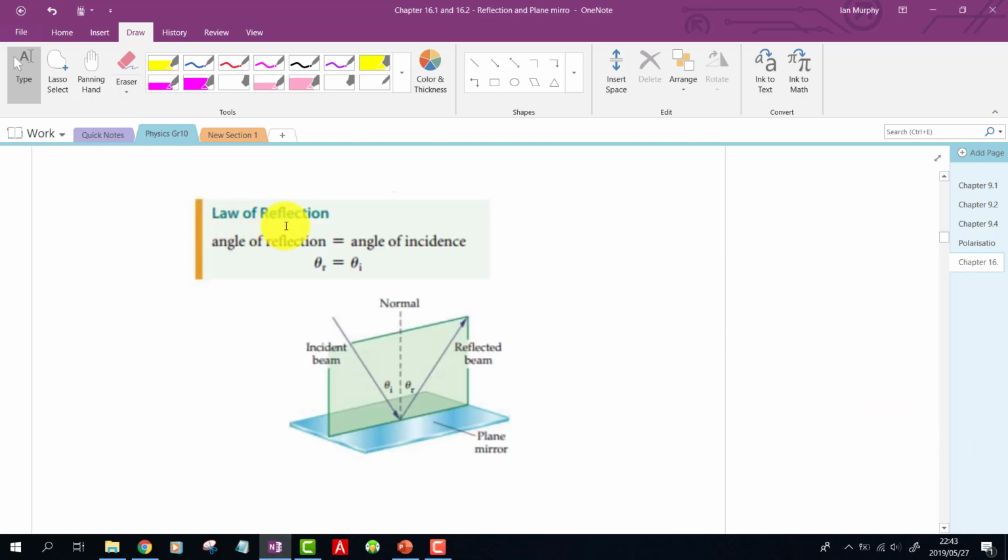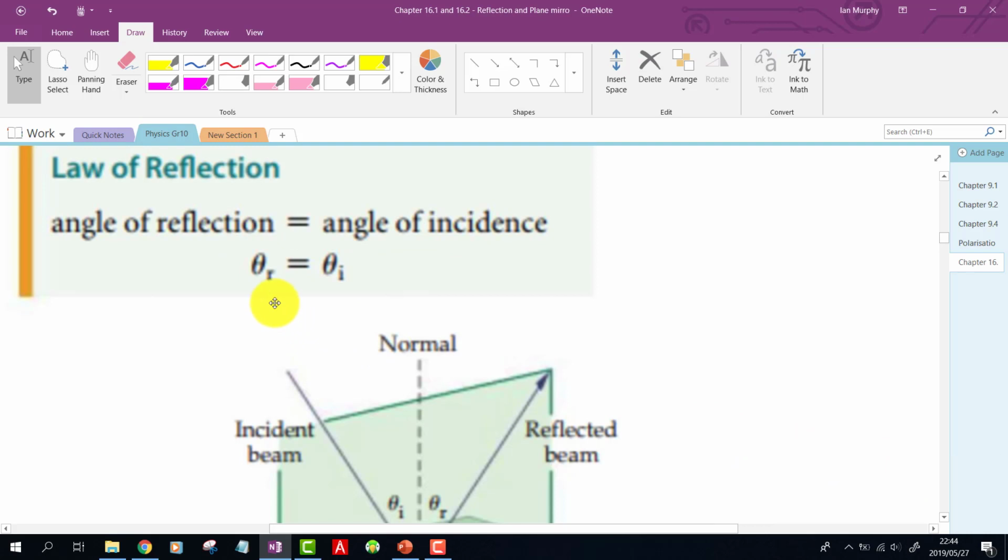Okay, the law of reflection. The angle of reflection is equal to the angle of incidence, or theta r equals theta i. I'm not sure if you can see that. Let me zoom in slightly. It might be a little bit more clear. Otherwise you can just look at the PowerPoint, theta r, theta i.